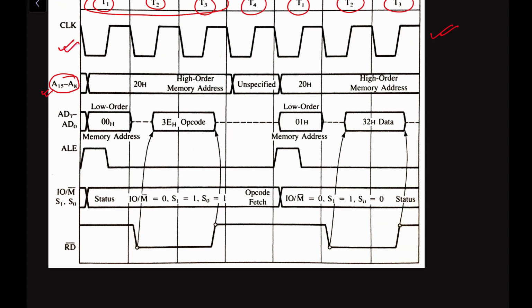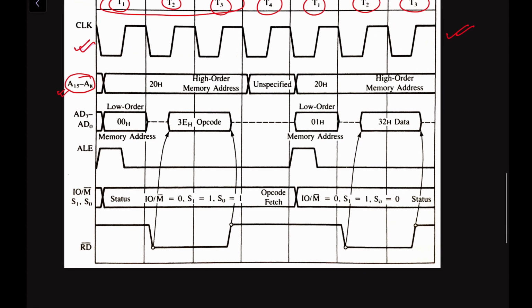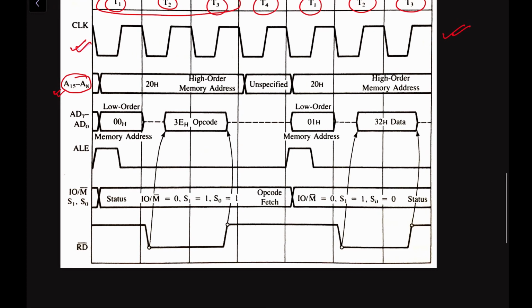So here also one point to be noted, that A15 to A8, what do you understand? These are the higher significant bits. In the case of the 8085 microprocessor, we have a 16-bit memory address, from 15 to 0. So the higher order memory address from 15 to 8 is transferred to this higher order address bus.